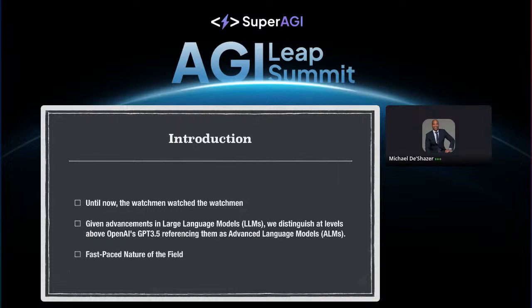This particular paper about SAPs is about, given the advancements in large language models or LLMs, we actually distinguish at the level of ChatGPT 3.5 as an LLM and call things beyond that capability ALMs, or advanced language models. And given the fast-paced nature of the field, this is one of the critical elements around how we're taking a look at how this is affecting the legal profession generally.